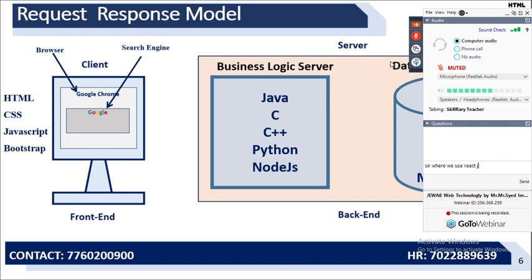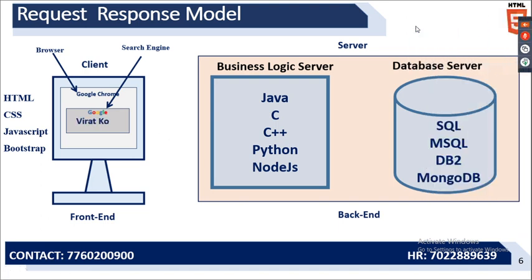So now observe here. Everything, we have front end, we have back end. I will enter Virat Kohli in the search engine. What I am entering? Virat Kohli. So when you hit the enter button or search button, the control will go toward the business logic server. How will the control go? Some person is there in between who is carrying this Virat Kohli request to the business logic server.